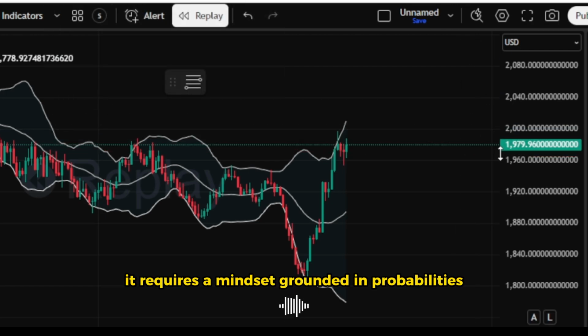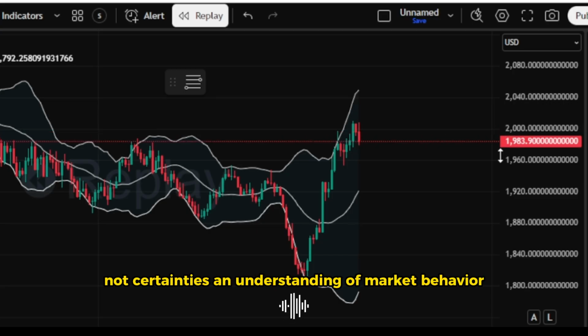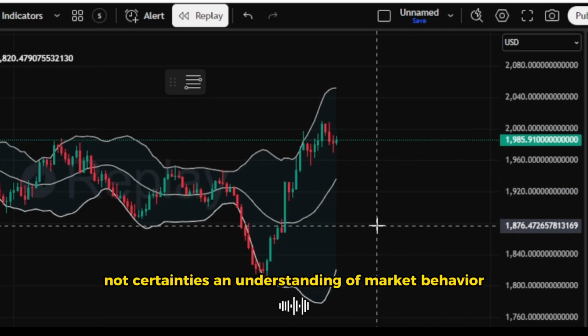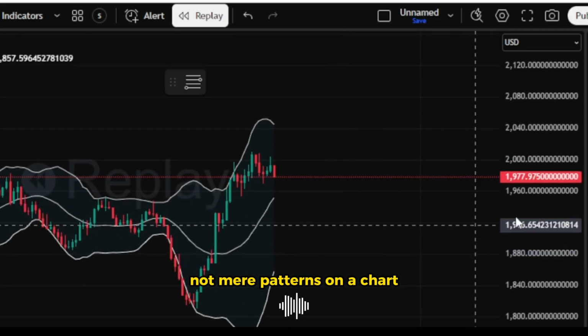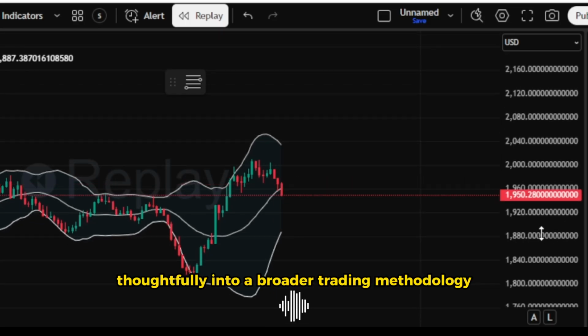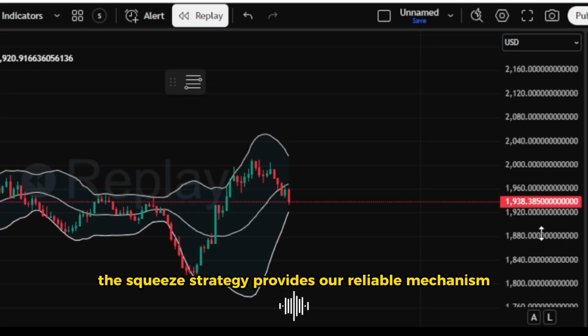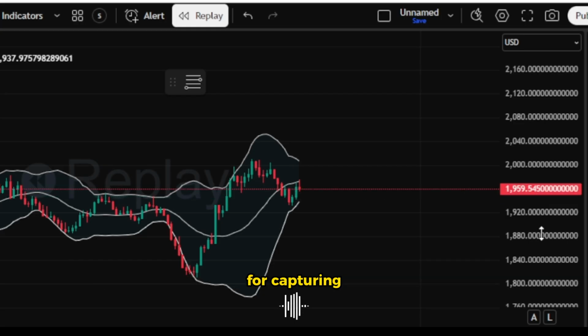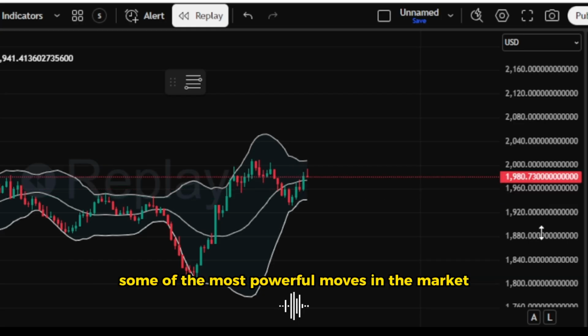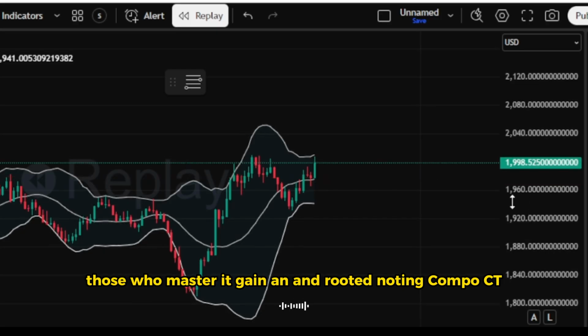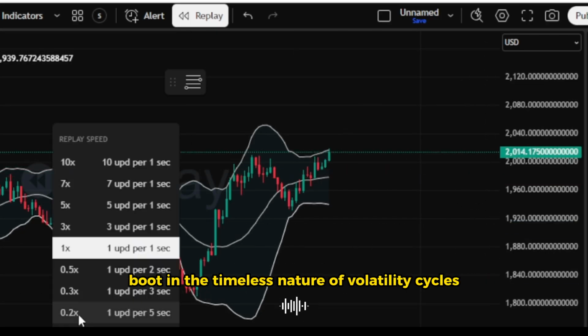It requires a mindset grounded in probabilities, not certainties, an understanding of market behavior, not mere patterns on a chart. When integrated thoughtfully into a broader trading methodology, the squeeze strategy provides a reliable mechanism for capturing some of the most powerful moves in the market. Those who master it gain an edge rooted in the timeless nature of volatility cycles.